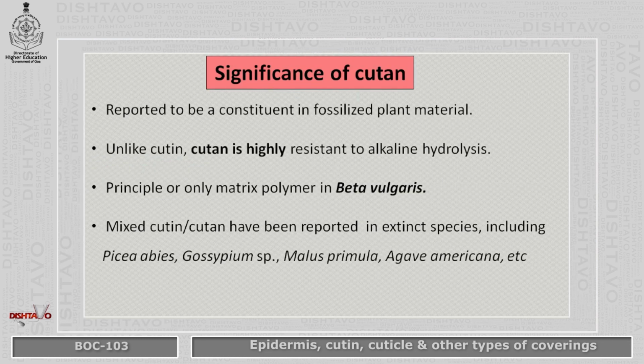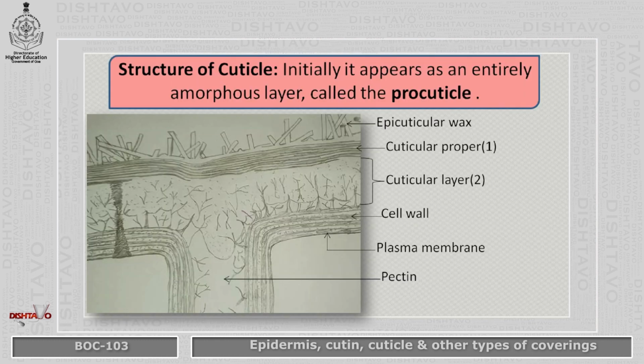Now, cutin and cutan have a very significant role. It is reported as a major constituent in fossilized plant material. Cutan is highly resistant to alkaline hydrolysis. It is the principal matrix polymer in Beta vulgaris. Next, mixed cutan and cutin have been reported in many extinct species. As I mentioned, it is found as a major constituent in fossilized plant material, for example in Picea abies, Gossypium species, Malus pumila and Agave americana.